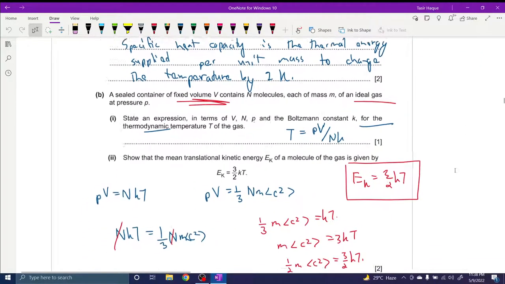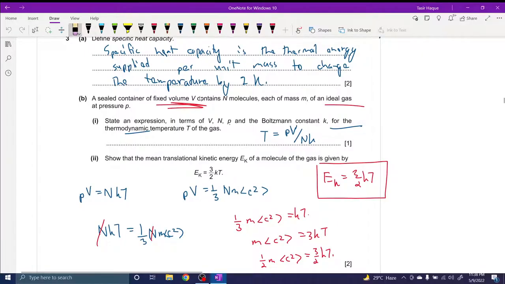A sealed container of fixed volume V contains n molecules, each of mass m, of an ideal gas at pressure p. State an expression in terms of V and p and the Boltzmann constant k for the thermodynamic temperature of the gas. We know that pV is equal to NkT. This is the relationship between pressure, volume, number of molecules, thermodynamic temperature, and Boltzmann constant. So make T the subject. We end up with T is equal to pV divided by Nk.